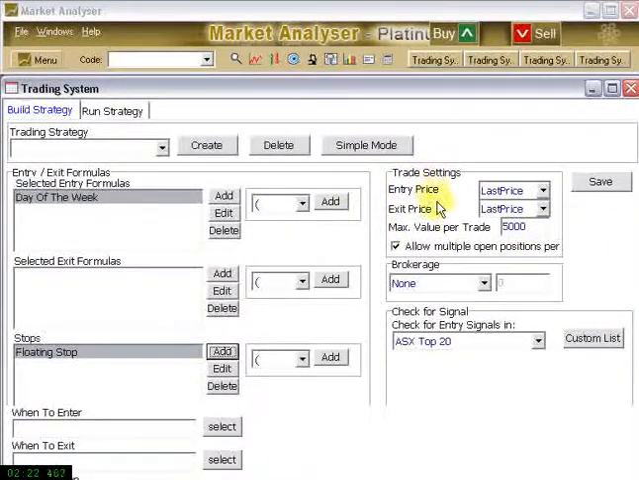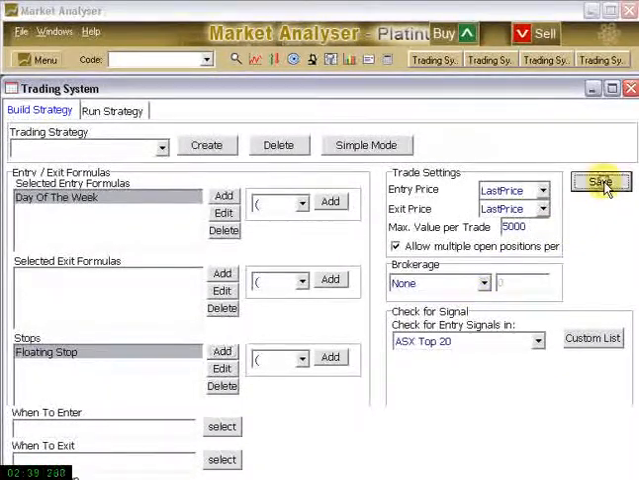I'm going to check over here the trade settings. We're going to enter at the last price, exit at the last price. Maximum value on a trade is $5,000. And we'll allow multiple open positions. We're looking at the ASX top 20, and for now there's no brokerage being shown here.